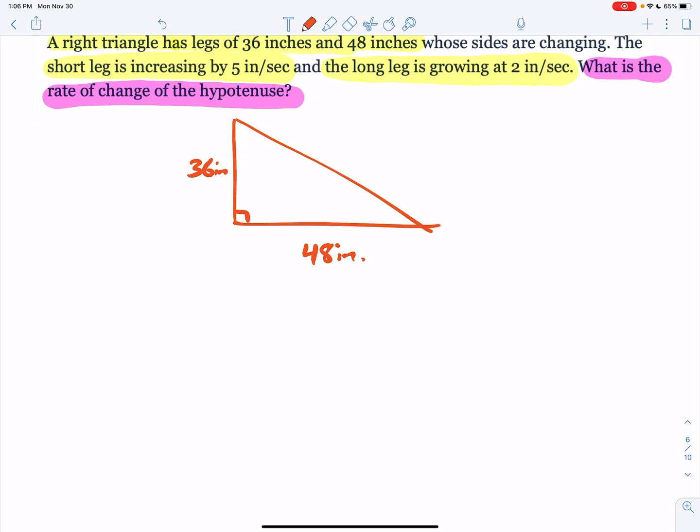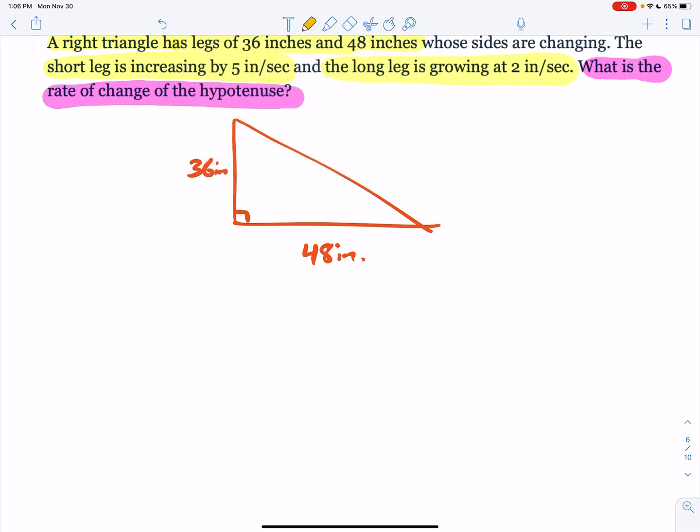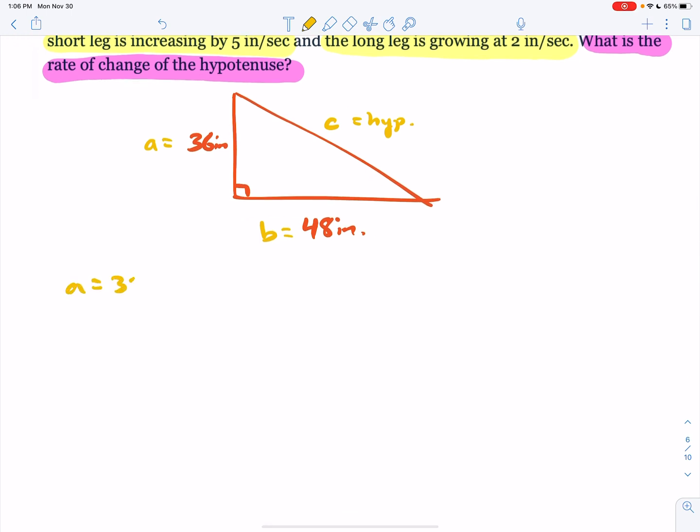So let's give it some variables, just to make sure that we're all on board here. Usually when people see a triangle, they'll use either X, Y, and Z, or some people might use A, B, and C. It really doesn't matter, but for the sake of argument, I'm just going to use A and B. So let A represent the short leg and B represent the long leg, and C will be your hypotenuse.